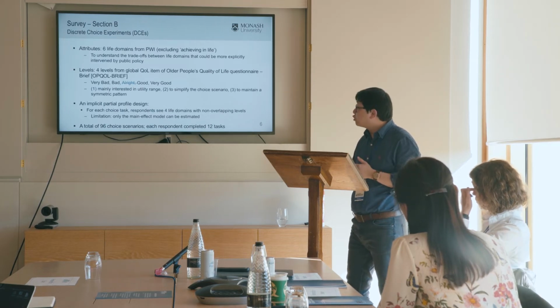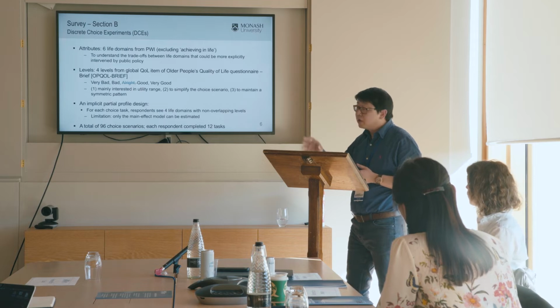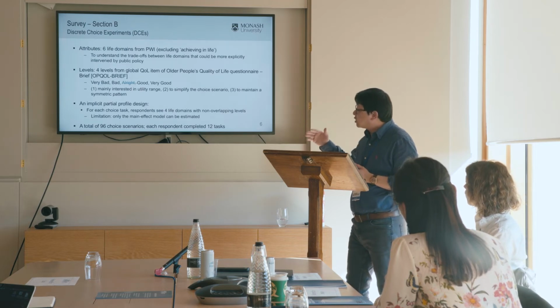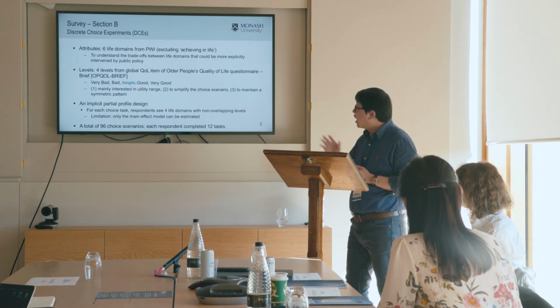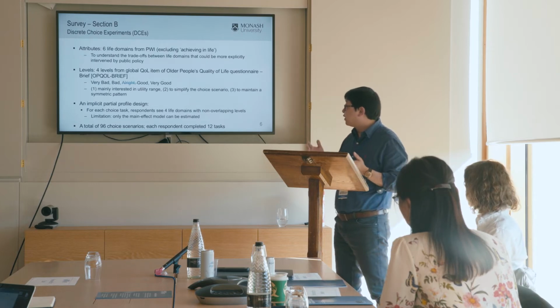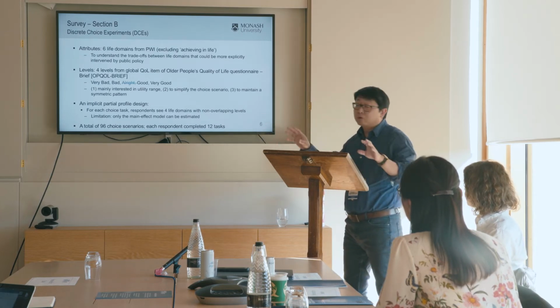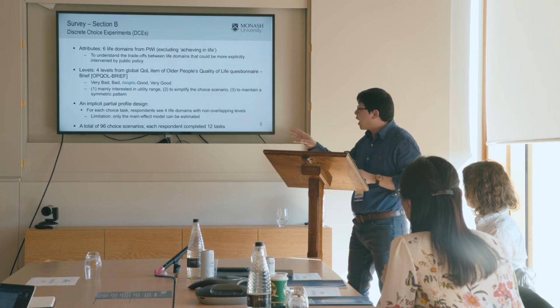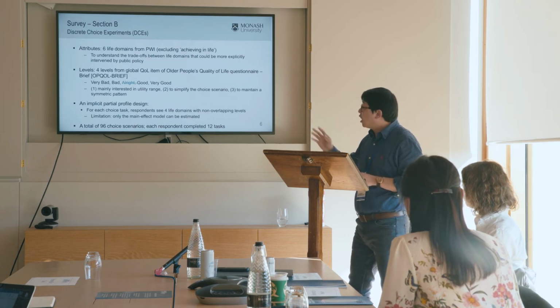So what we try to do is to assign the value differently using another instrument. In this case, we use 4 levels from one of the global quality of life items. Each life domain will be described as very bad, bad, good, or very good. We drop the middle level.